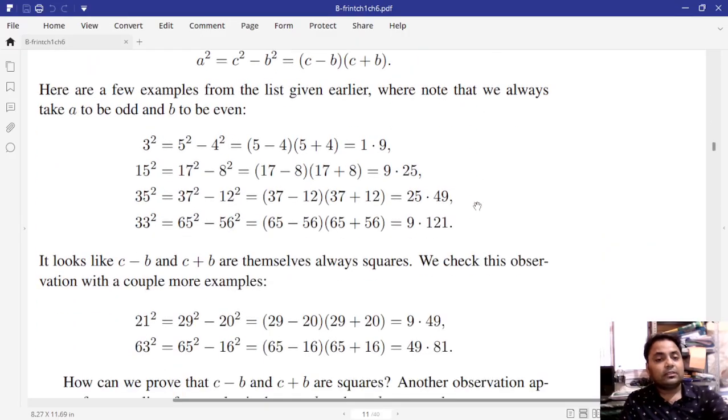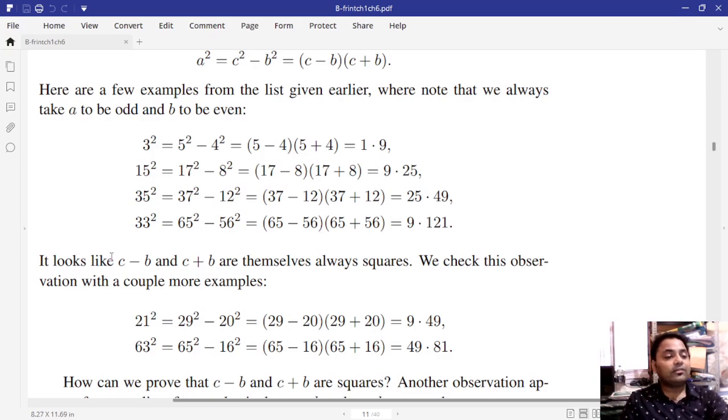Here are a few examples from the list given earlier. We always take a odd and b even. Like 3 square is equal to 5 square minus 4 square, which is 5 minus 4 into 5 plus 4, equal to 1 into 9. Same here, 15 square is equal to 17 square minus 8 square, which is 17 minus 8 into 17 plus 8, equal to 9 into 25. Same here, 35 square is equal to 37 square minus 12 square, which is 37 minus 12 into 37 plus 12, equal to 25 into 49. Same for 33 square, 65 square minus 56 square is equal to 65 minus 56 into 65 plus 56, equal to 9 into 121.